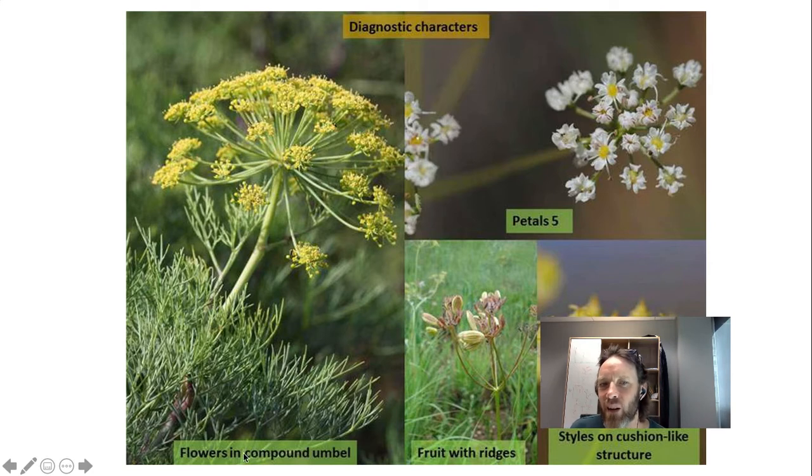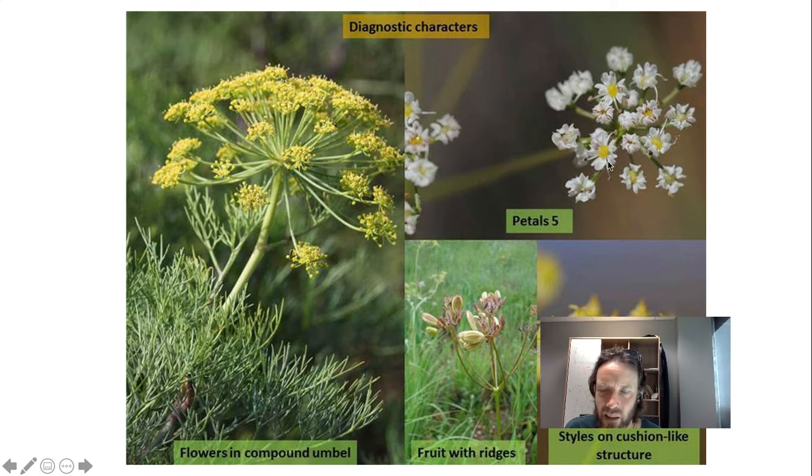So the flowers often in umbels or compound umbels. So this is what's thought of as, they all come to one point, and then that happens twice. So that's a compound umbel, and that is pretty common in this family. You think of dill or carrots, often compound umbels.